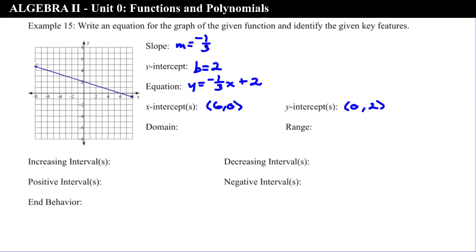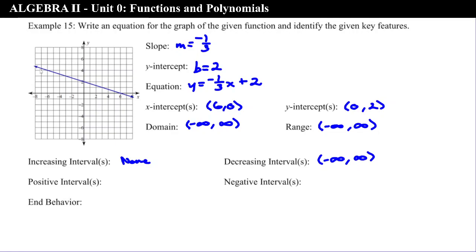Domain: we've got an arrow on the left and an arrow on the right, so our domain is negative infinity to positive infinity. Our range: we've got an arrow going down and an arrow going up, so our range is negative infinity to positive infinity. Our increasing and decreasing intervals, let's do these hand in hand. This is fairly simple. It's decreasing the whole time, right? Since it's decreasing, it's not increasing anywhere. So there are no increasing intervals, and we're decreasing throughout all x values.